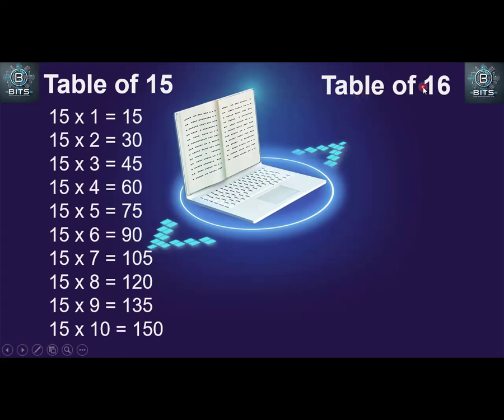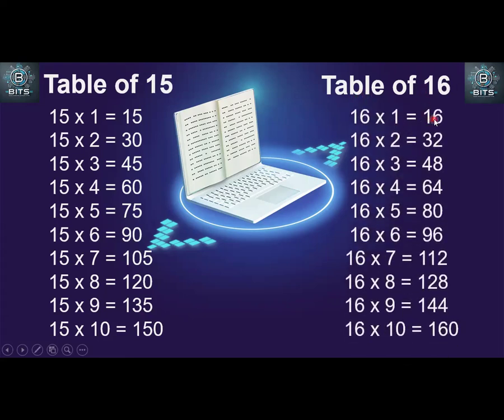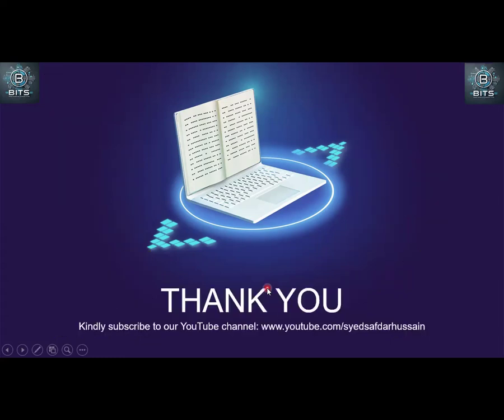Table of 16. 16 ones are 16, 16 twos are 32, 16 threes are 48, 16 fours are 64, 16 fives are 80, 16 sixes are 96, 16 sevens are 112, 16 eights are 128, 16 nines are 144, 16 tens are 160.